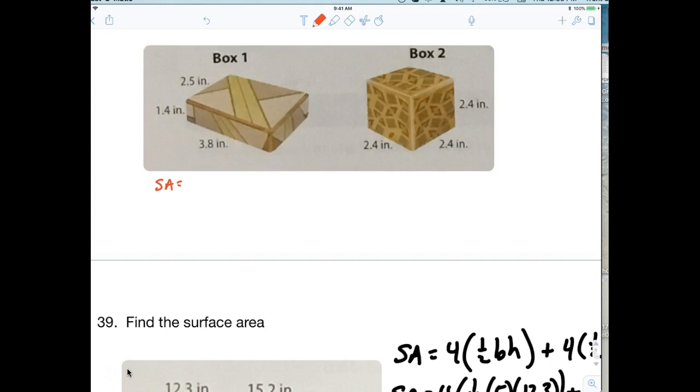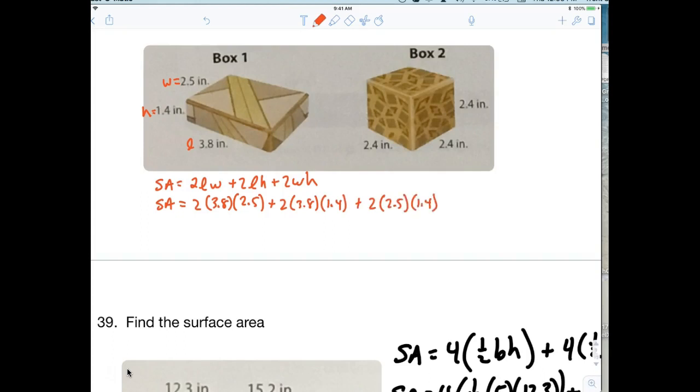now again, I think it's a good idea to label the length, the width, and the height. So remember your surface area is 2LW plus 2LH plus 2WH. All right. Now from there we can just type things in. The surface area is equal to 2 times 3.8 times 2.5 plus 2 times 3.8 times 1.4 plus 2 times 2.5 times 1.4. All right.